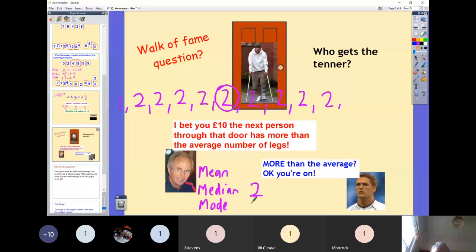What about the mean? If you added up all of those legs and divided by the number of numbers, because this one at the beginning isn't a 2, you're actually going to get a mean which is like 1.999 or something. It's just going to be slightly below 2, because you would only get a mean of 2 if everybody had 2 legs. So back to the question. This guy on the left said, I bet you the next person through the door has more than the average number of legs. Well, he's right if you're talking about the mean average, but he's not right if you're talking about the median and the mode.